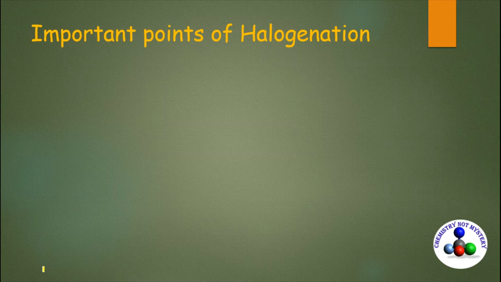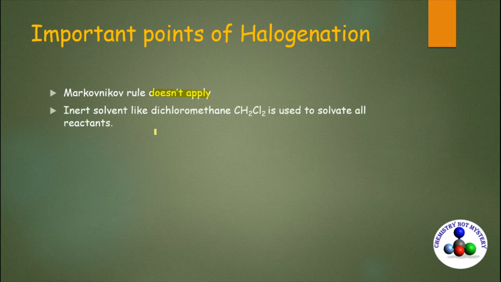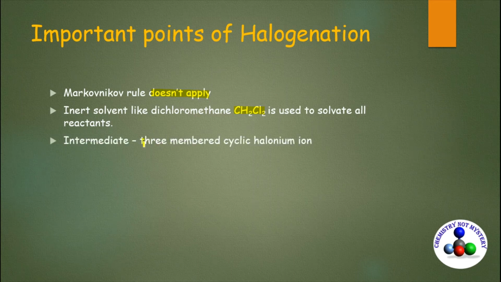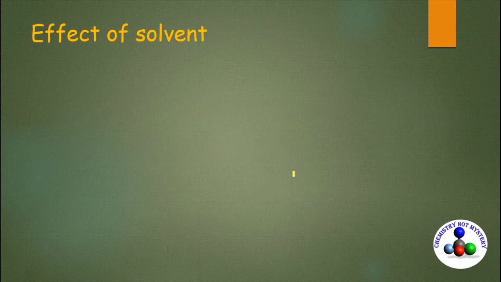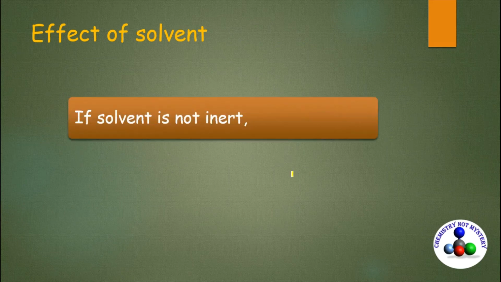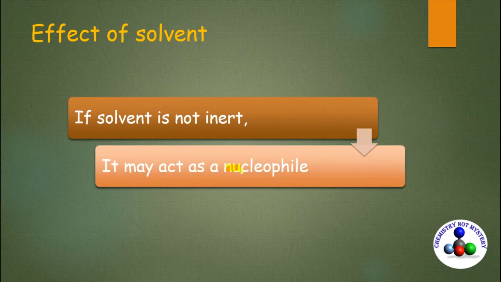Here are some important points of halogenation that you need to remember. First, Markovnikov rule doesn't apply here. For the reaction, inert solvents like dichloromethane are used to dissolve all the reactants. Three-membered cyclic halonium ion is formed as an intermediate, and vicinal dihalide is formed as a product. But what will happen if the solvent is not inert? It may act as a nucleophile and lead to a different product.